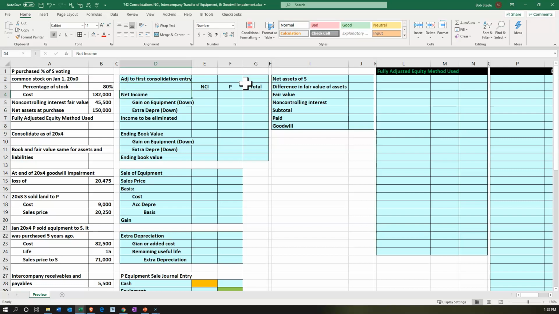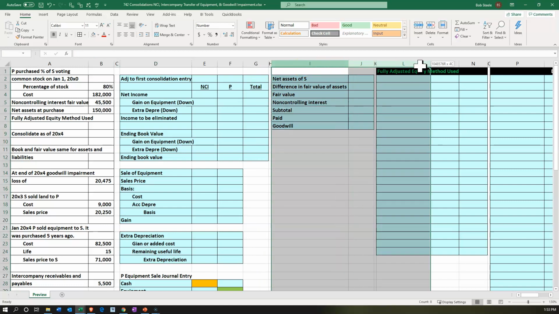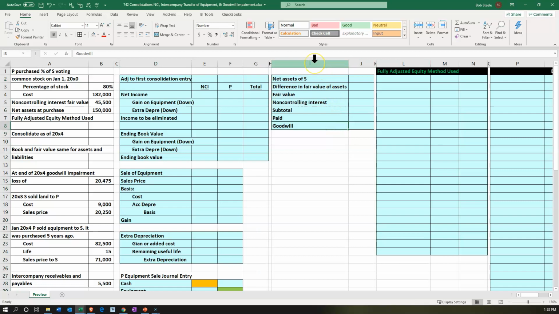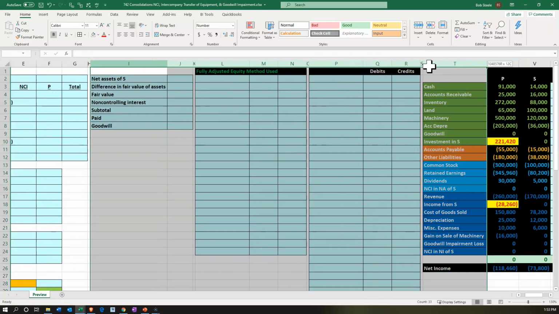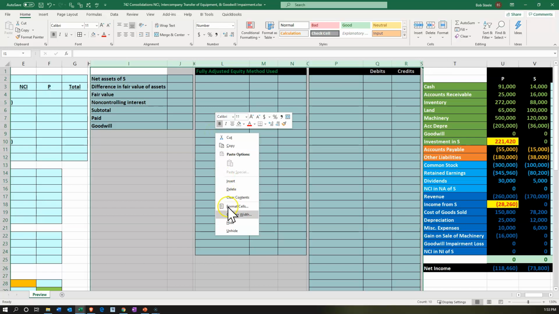We're going to take the net income, which is our starting point for the first entry, and then the ending book value, which is our starting point, and then make our adjustments to it. To do that, let's hide some cells up top and take a look at our trial balances. I'm going to put my cursor on I, left click on it, and drag over to S. Let go. I'm going to right click the selected area so we can then hide those cells.